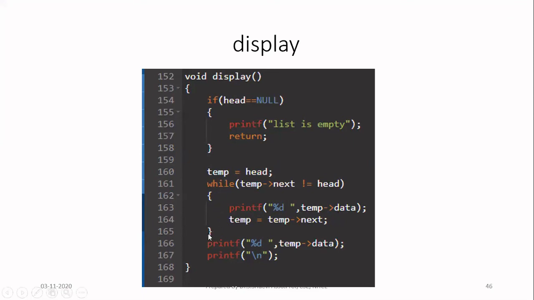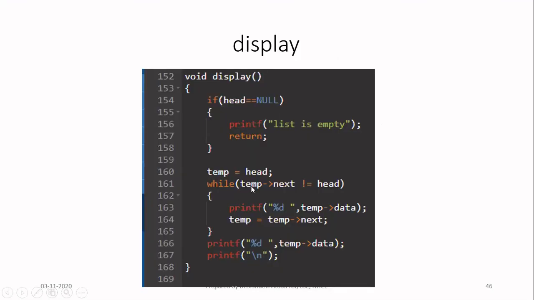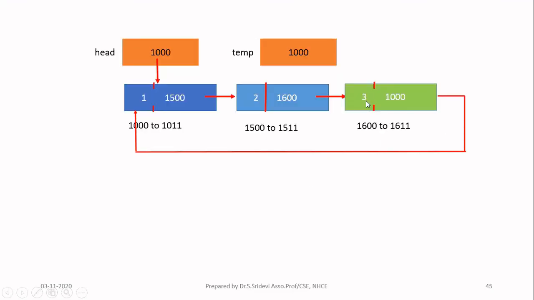Now, when I come outside the loop, I have written one more print statement here. Why is that statement required? You can see this diagram. When I come outside the loop, I will have this node. When I come outside the loop, the next field of temp will be equal to head. You can see this is temp. Temp is 1600. Next field of 1600 is 1000, which is head. So when you are pointing to this particular node, you will come outside. You will not display this 3. So you have to display that also, because it is still pending.